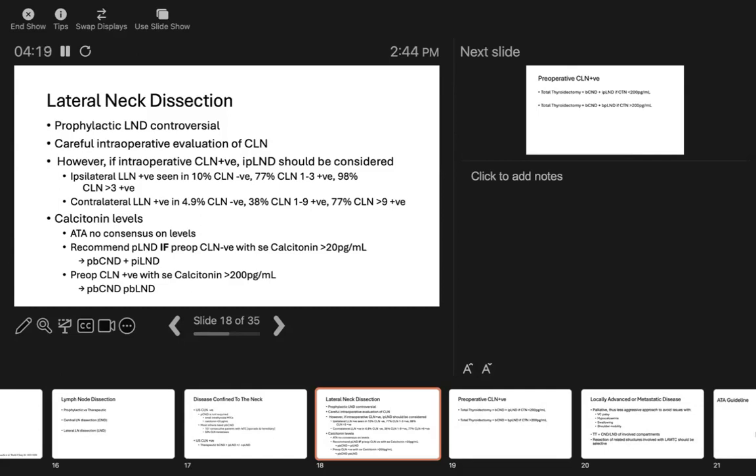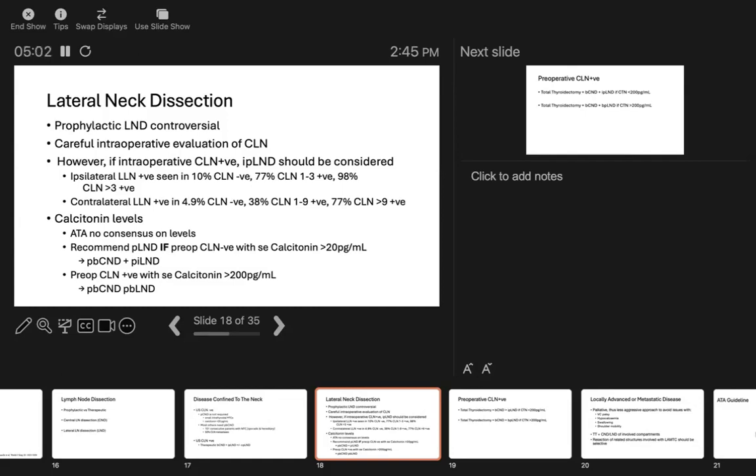When you are doing total thyroidectomy with prophylactic central lymph node dissection, and intraoperatively you notice some abnormal lymph nodes, then you consider it as positive central lymph node on table. Then ipsilateral prophylactic lymph node dissection should be considered, but you can leave out the contralateral. The reason is because ipsilateral lymph node metastasis is seen in 10% of central lymph node negative patients. If there are 1 to 3 positive lymph nodes, then the ipsilateral metastasis is about 70%, and if more than 3, it's almost 100%.